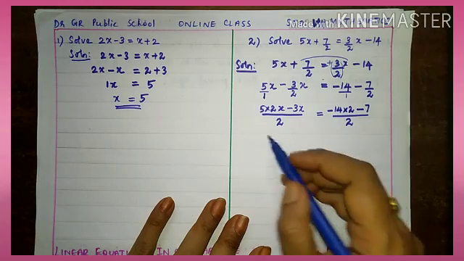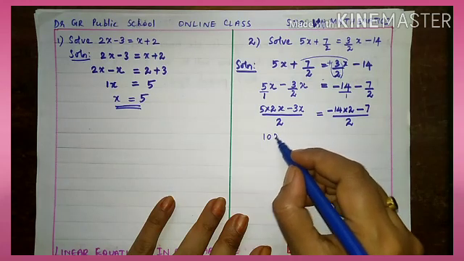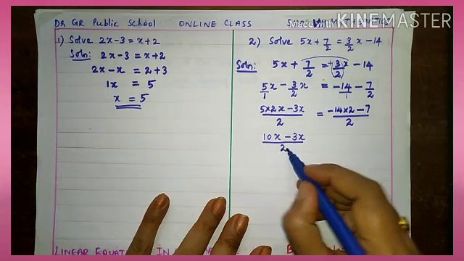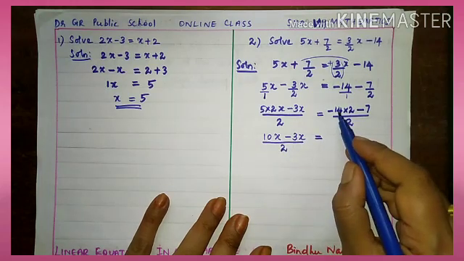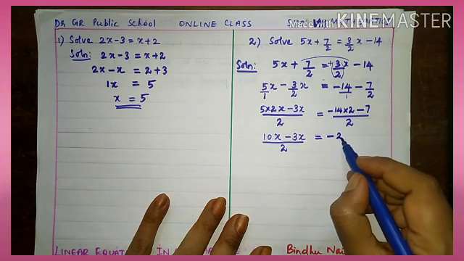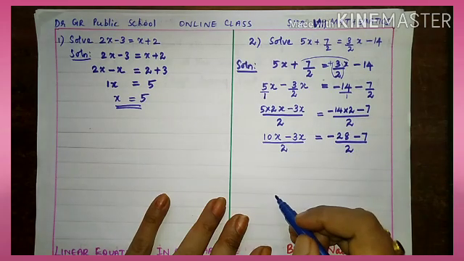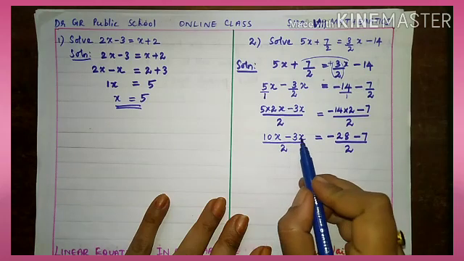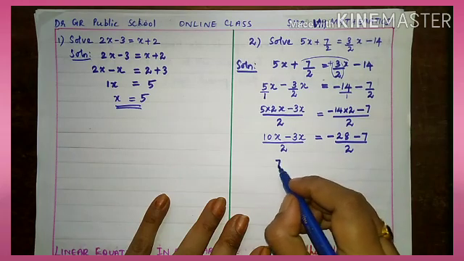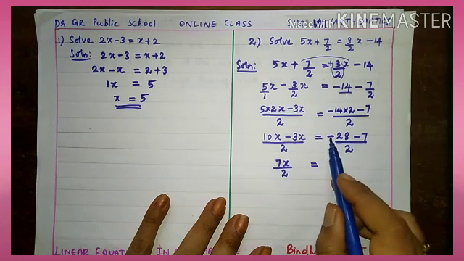Now, we can add. Yes. What is 5 into 2x? Yes, 10x minus 3x, denominator 2, equal to, what is 14 into 2? Yes, 28. So it is minus 28 minus 7 by 2. Now, again, what is 10x minus 3x? 10 minus 3 is 7. So next step it becomes 7x by 2 equal to, here you see both are minus terms.